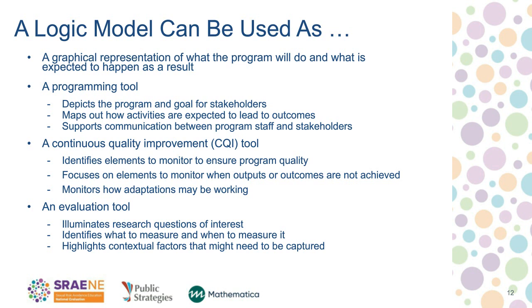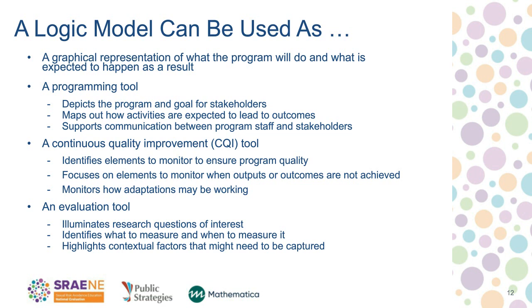It can also be a touchstone for discussions, as I talked about. You can use a logic model to help you with continuous quality improvement, to help you think about what needs to be monitored. So you can look and see how, if you're not getting an outcome that you want, you can actually backtrack in your logic model, or you should be able to backtrack in your logic model and see what things you may want to be monitoring as a part of your continuous quality improvement. And of course, you can use it to help you design an evaluation. It can help you identify research questions that may be of interest to you. It can help you think about what to measure and when to measure. And it can also help you think about contextual factors that you need to monitor as a part of your evaluation.